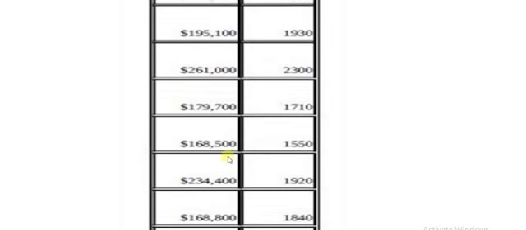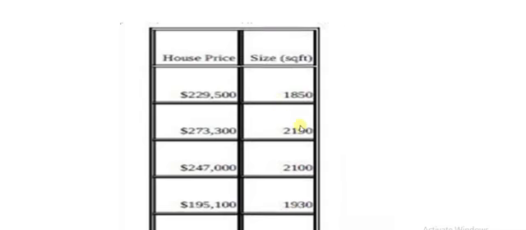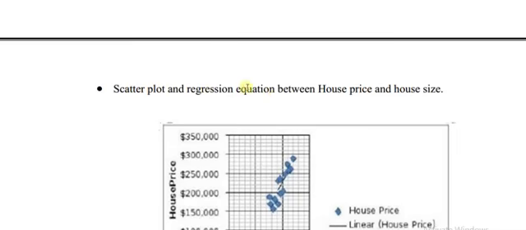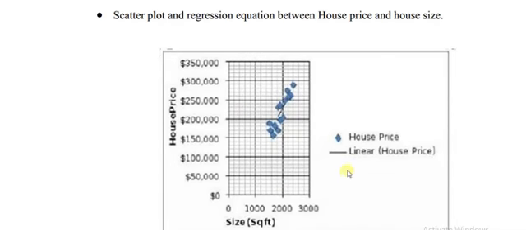So given the data set in this way, the house prices and the house sizes are given. For 1850 square feet, the house price is $2,29,500. For a size of 2,190, the house price is $2,73,300. So we have a data set which contains house prices depending on the space. Now we make a scatter plot of the given data. That is how a scatter plot and regression equation between house prices and house size are shown below.